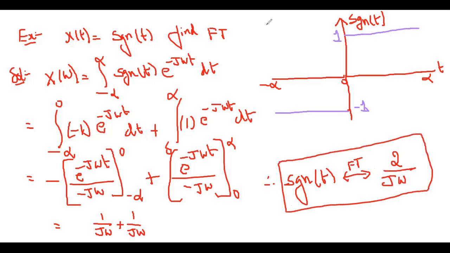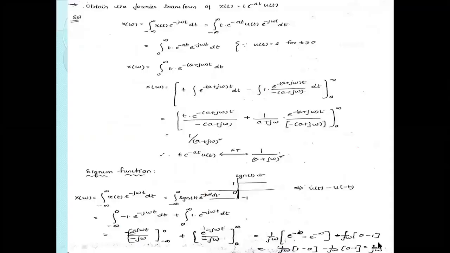Got it, my dear students? So the Fourier transformation of the signum of t is 2 by j omega. The signum function is 1 for positive values of t and minus 1 for negative values. We divide the integration into two parts, minus infinity to 0 and 0 to infinity. The signum function's Fourier transformation is 2 by j omega. Got it?